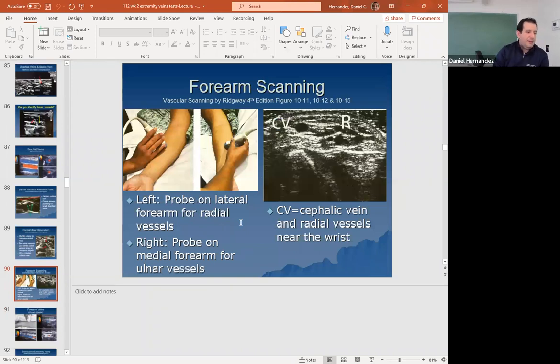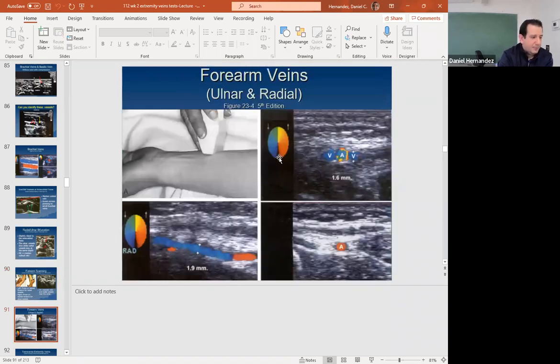For forearm scanning, the probe is going to be on the lateral forearm for the radials. On the right, the probe is on the medial forearm for the ulnar vessels. This is showing the radial vessels. Again, look for your artery, and then try to find the two adjacent veins, and then the cephalic vein running by itself, superficial. Again, you just want to make sure everything compresses down, so with and without compression.